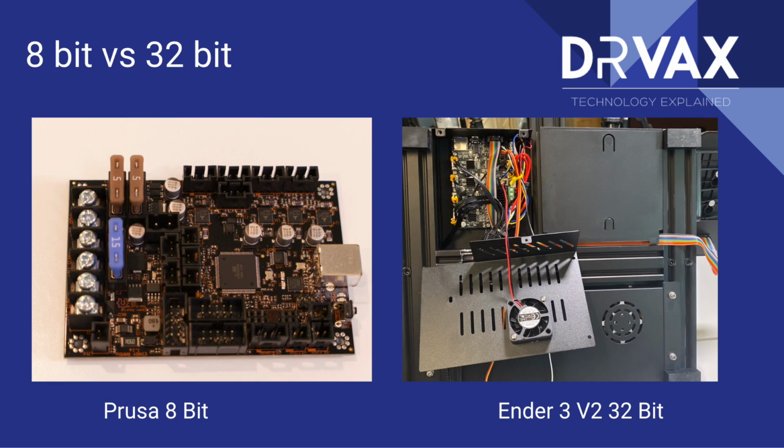Now the control board in your printer, and you can see in this picture two examples, could use an 8-bit processor or a 32-bit processor. My Prusa original MK3 is still the fastest printer I own, and it uses an 8-bit board. My new Ender 3 version 2 has a 32-bit board. It's slower. So there are many things that impact speed of prints. The processor board is probably not going to be the primary component that impacts speed.